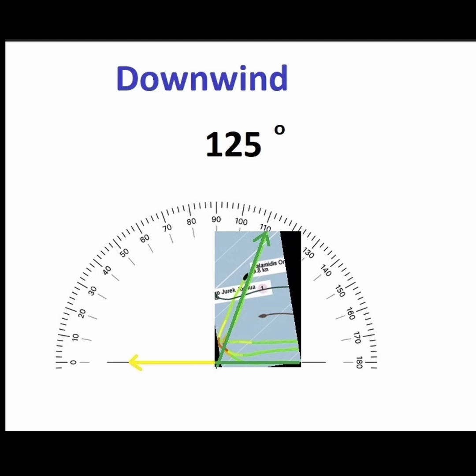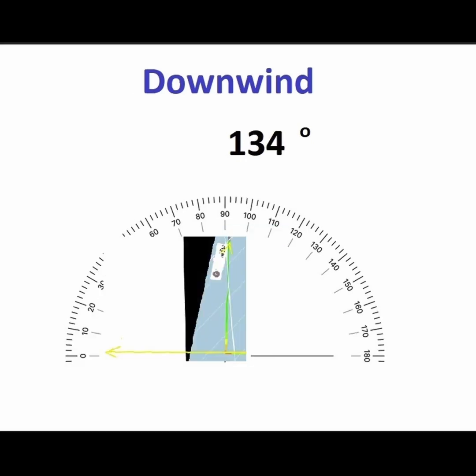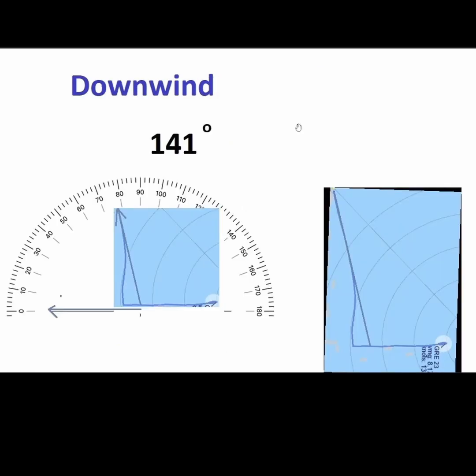In the next example, the leading athlete sailed at 125 degrees, tighter than a broad reach, so not as deep as the front runner had gone in the previous example. In the following example, we found 134 degrees, so we could say this was basically a broad reach. 135 is a broad reach, and the front runner had 134. And in the last example, the best angle we found, the deepest angle, was 141 degrees.